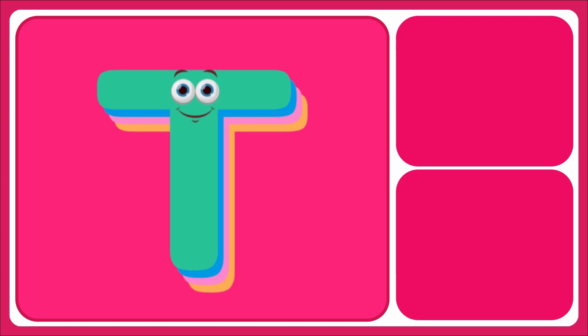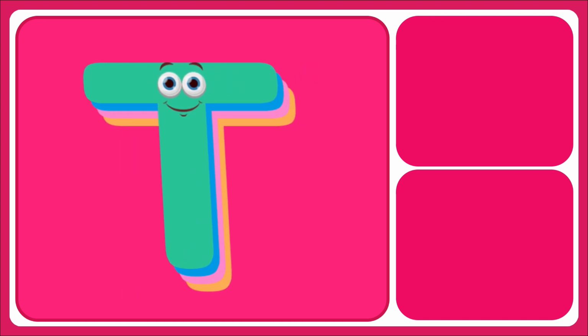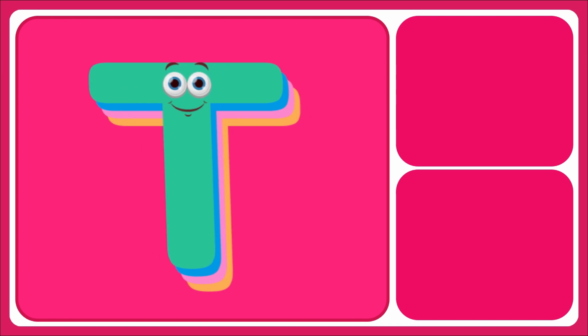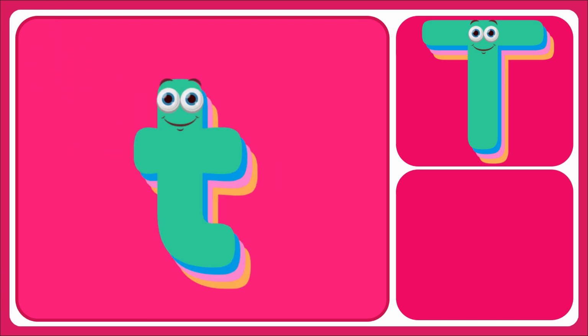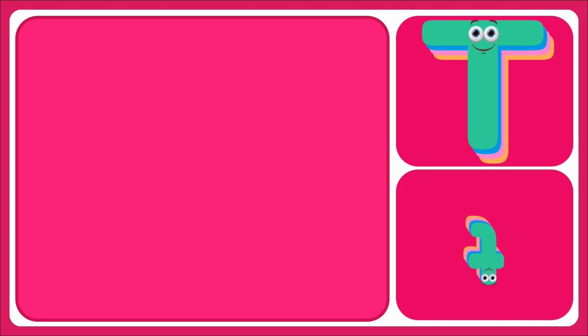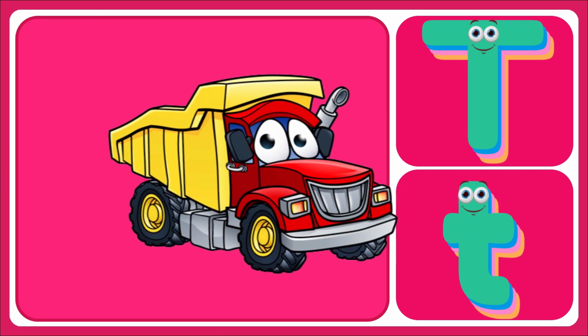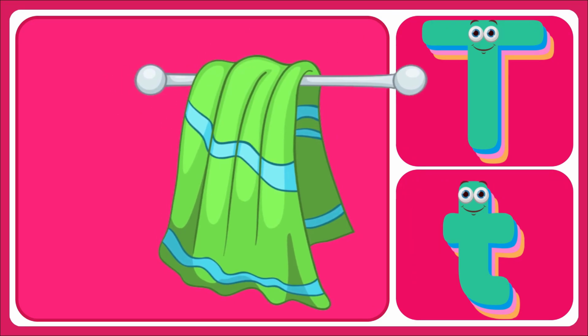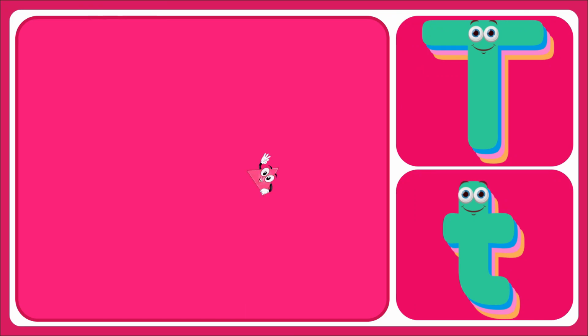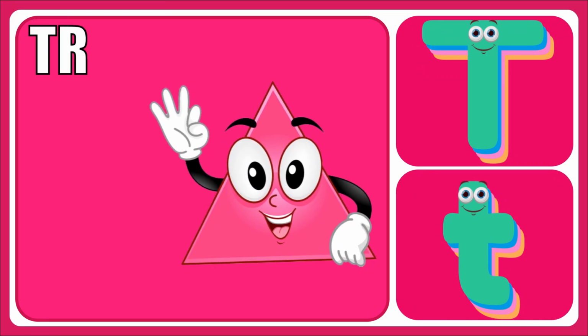Today we will learn alphabets and their sounds. Have you ever seen the letter T? Hi, I am letter T. And my sound is ta, ta, ta. And the words that start with me are truck, ta, ta, truck. Towel, ta, ta, towel. Triangle, ta, ta, triangle.